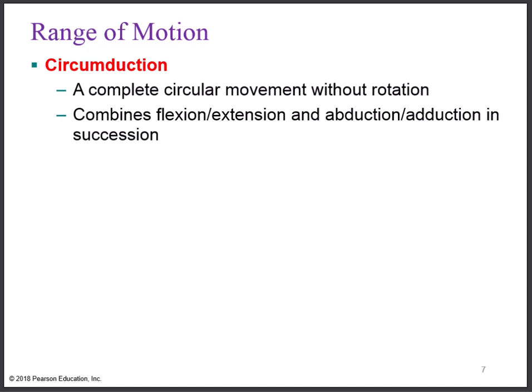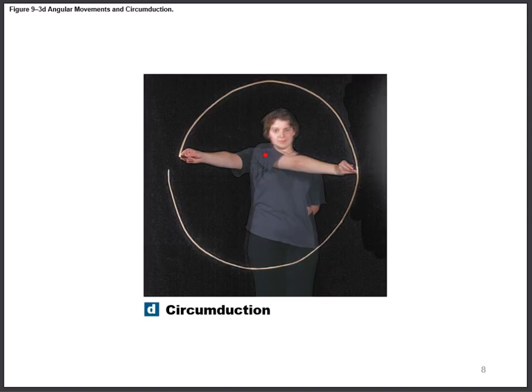Now, if we kind of marry together flexion and extension, abduction and adduction, we end up getting a circular kind of motion. And only joints that can do flexion and extension and abduction and adduction can do this. This is called circumduction. So if you take a look here, the shoulder can flex and extend, and it can do abduction and adduction. And this woman here, you can see, is actually kind of drawing a circle with her arm, going in a circular motion like this, and that would be called circumduction.